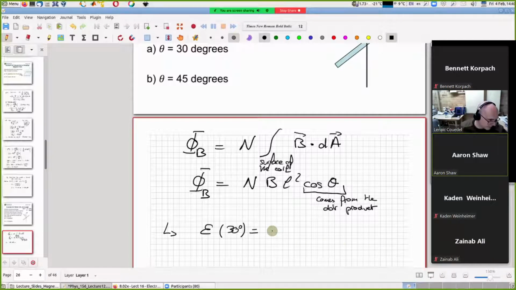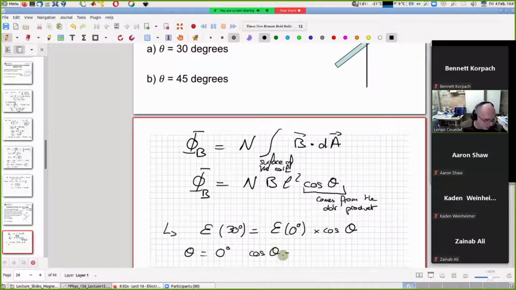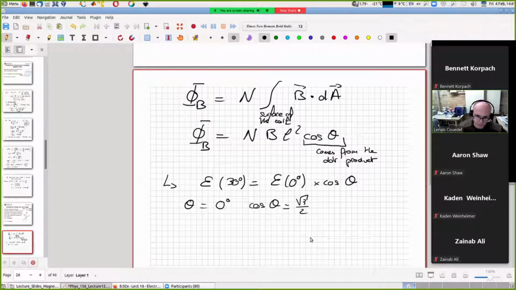0.568 volts. Yes, and how did you obtain that? I multiplied the original epsilon by cos 30. Exactly. So this is epsilon at 0 degrees times cosine theta. Theta equal 30 degrees, so cosine theta equal square root of 3 over 2. And you can put this in your calculator, and epsilon at 30 degrees will be equal to 0.568 volt.